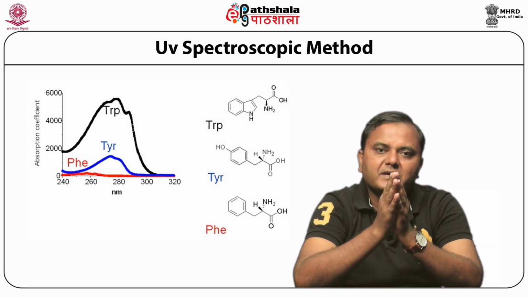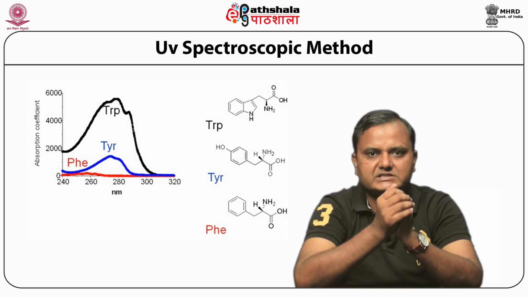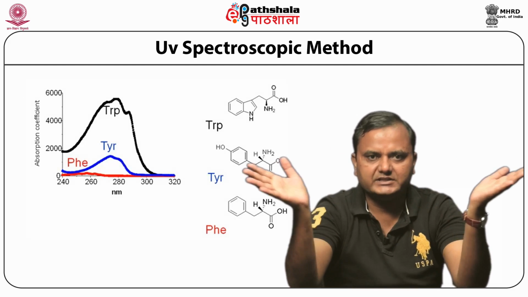The UV spectrophotometric method is the most commonly used lab method for the estimation of protein concentration, in which you don't need any reagent.